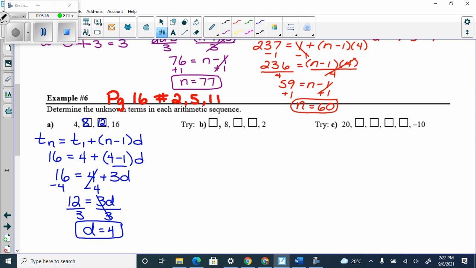Great times. You guys are going to try C. We're skipping B for now. We're trying C. You try C. We're going downwards, right? We're getting smaller numbers, so our D should be negative. If it's not, you got problems. So we're going to look at C.